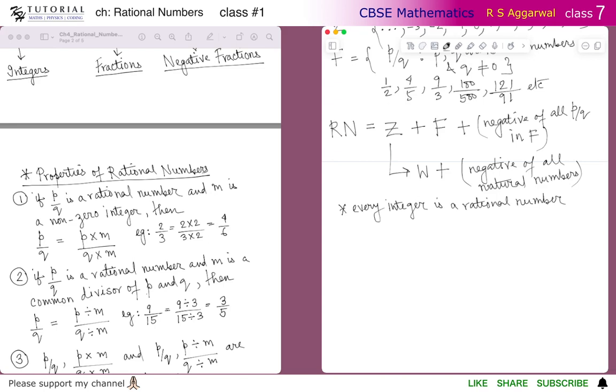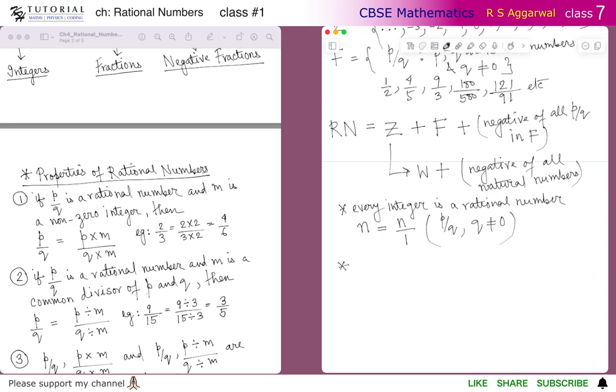How can we say this? Every integer n, let's say n is an integer, we can represent it in the form p by q, where p and q are integers and q is not equal to 0. So definitely we know that n equals n by 1, and so it is of the form p by q, q not equal to 0. So every integer is a rational number.